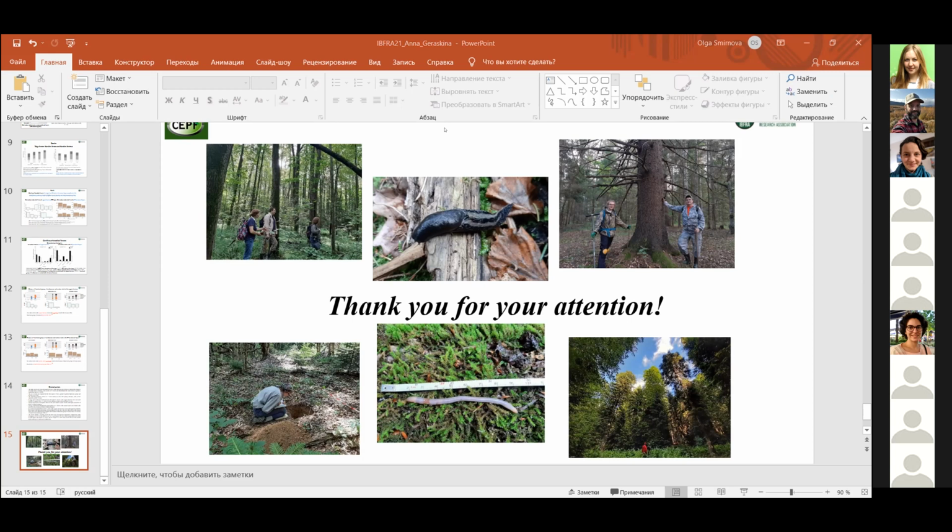The first question comes from Georgie Alexandrov, asking: did you take into account the position of plots in the landscape, that is, on a catena?